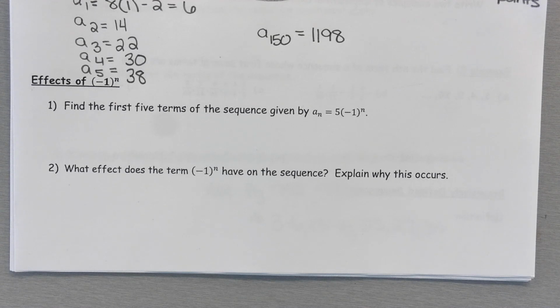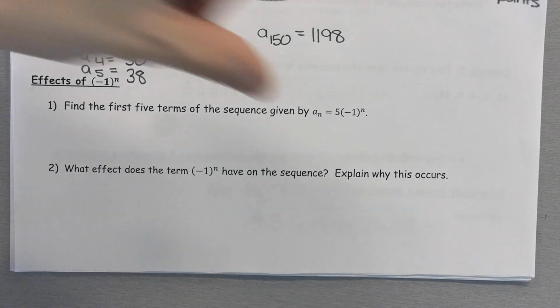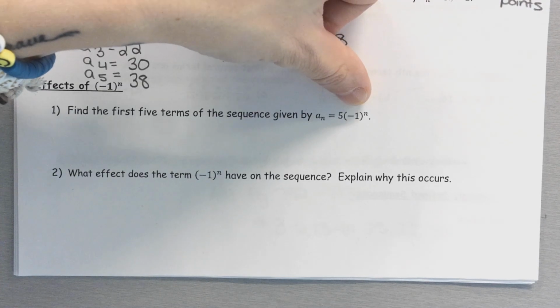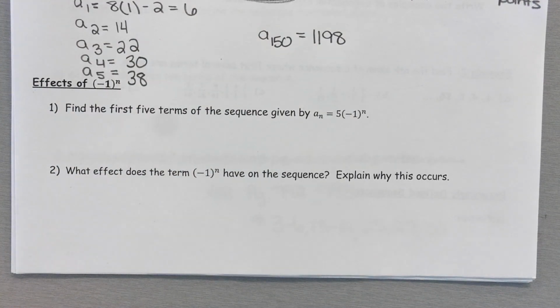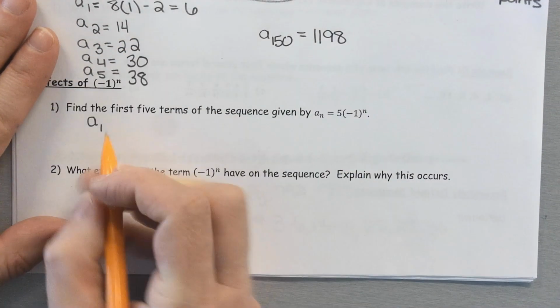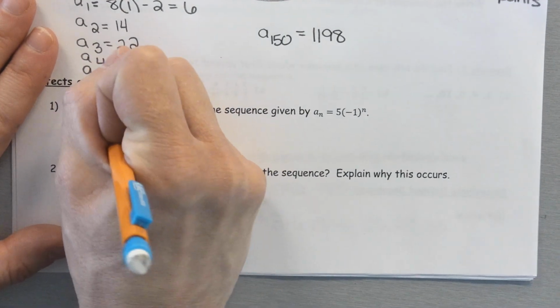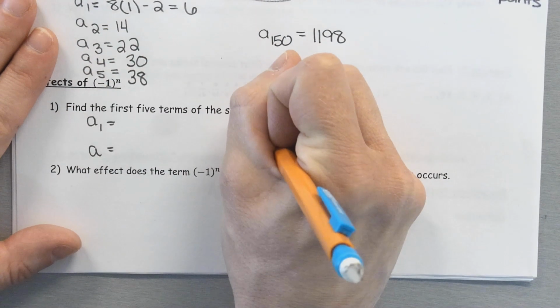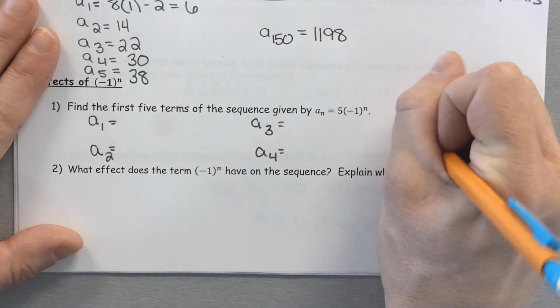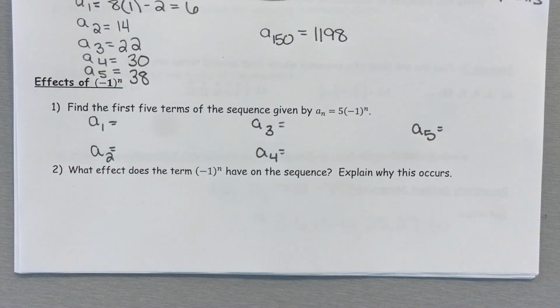Okay. So do you see how it's going to, I call it oscillating, because that's the correct use of that word. So it's going to oscillate between positive and negative. So whenever you have a negative number raised to a power, you're going to have a situation where it's going to oscillate between positive and negative. So let's do one of these. It says find the first 5 terms. So let's find them. So a sub 1, a sub 2, a sub 3, a sub 4, and a sub 5. Okay.